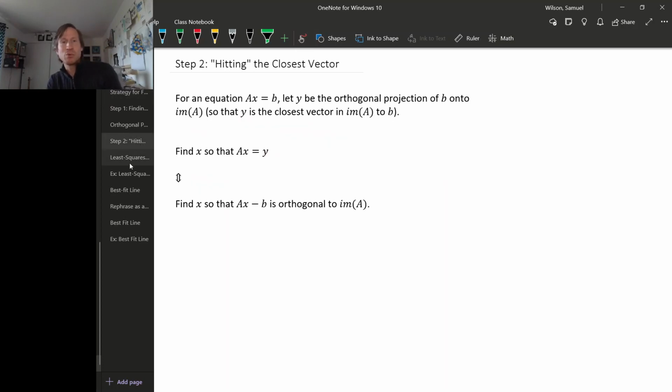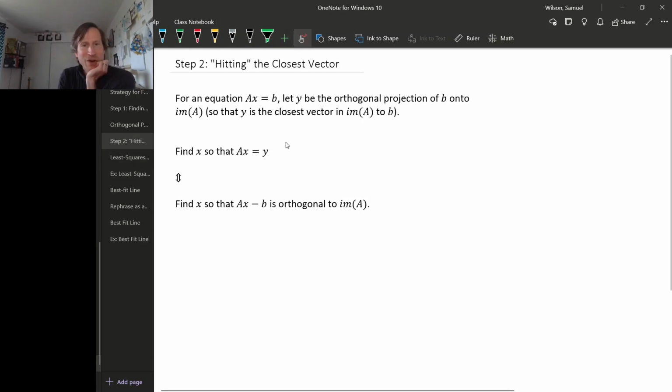So here's what we'll do. This is what we want to do, right? We want to find x so that Ax equals y. We know for sure that this will be consistent because we know that y is in the image of the matrix A. But finding a solution is the same as finding an x so that Ax minus b is orthogonal to the image of A.